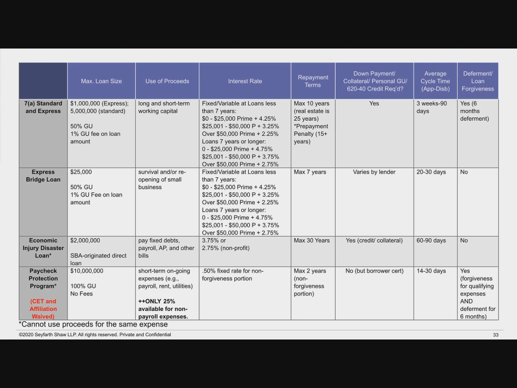What's the right amount of capital that we should apply for? With any of the programs, we really only evaluated two of them for our purposes, and that was the economic injury disaster loan and the Paycheck Protection Program. So that's something I think everybody should keep in mind.